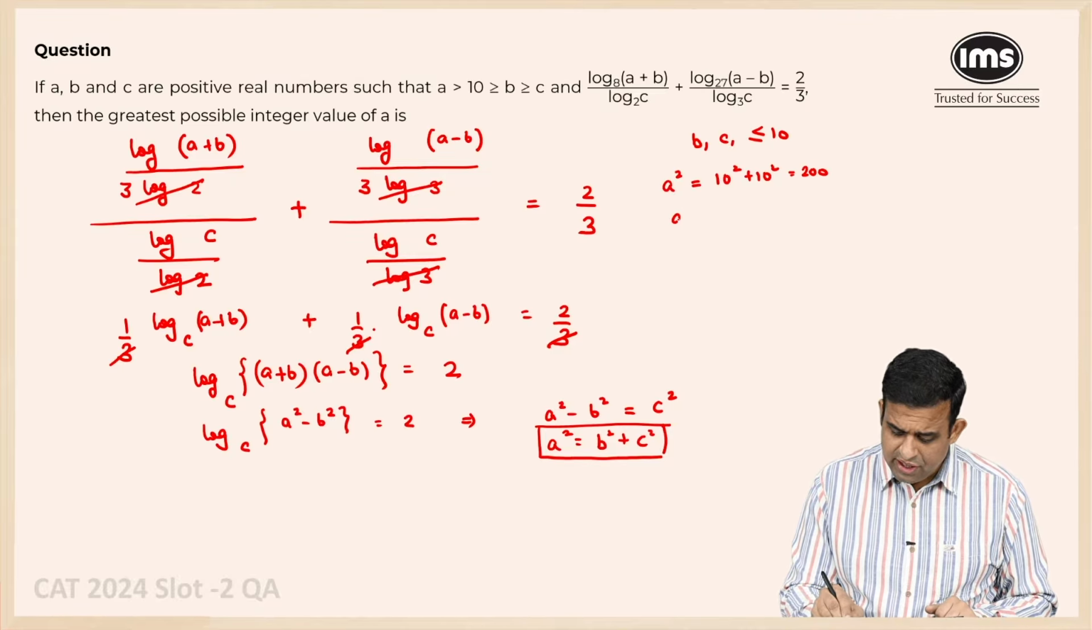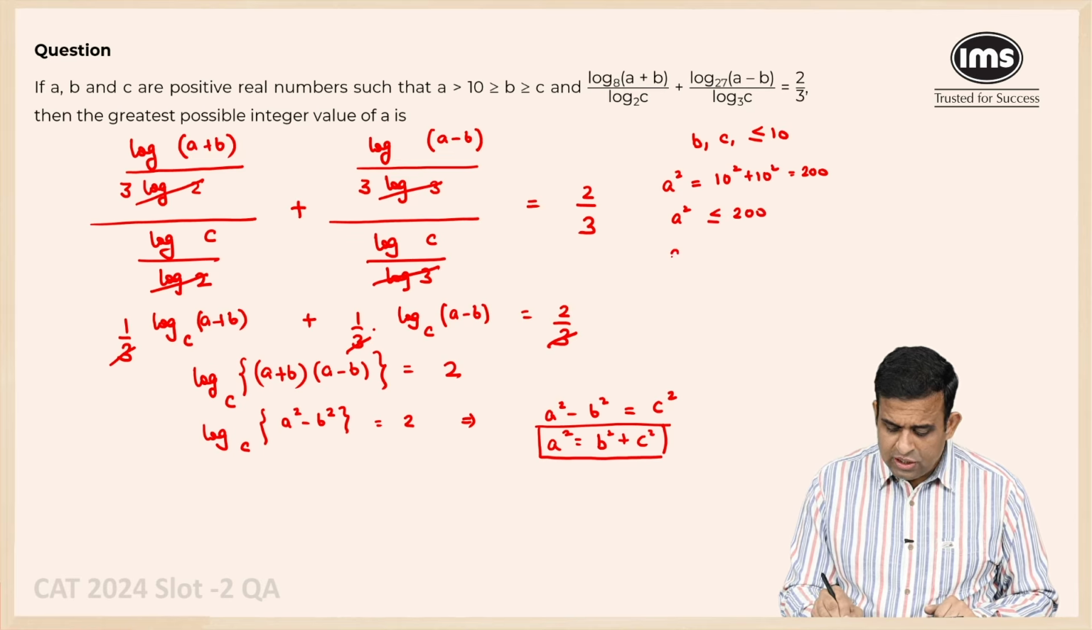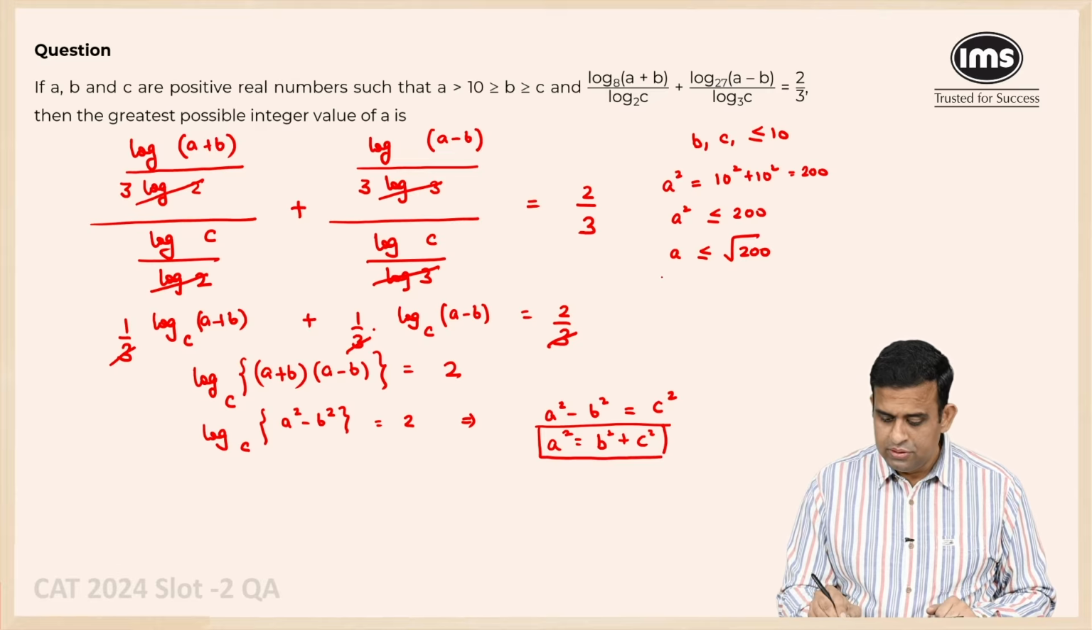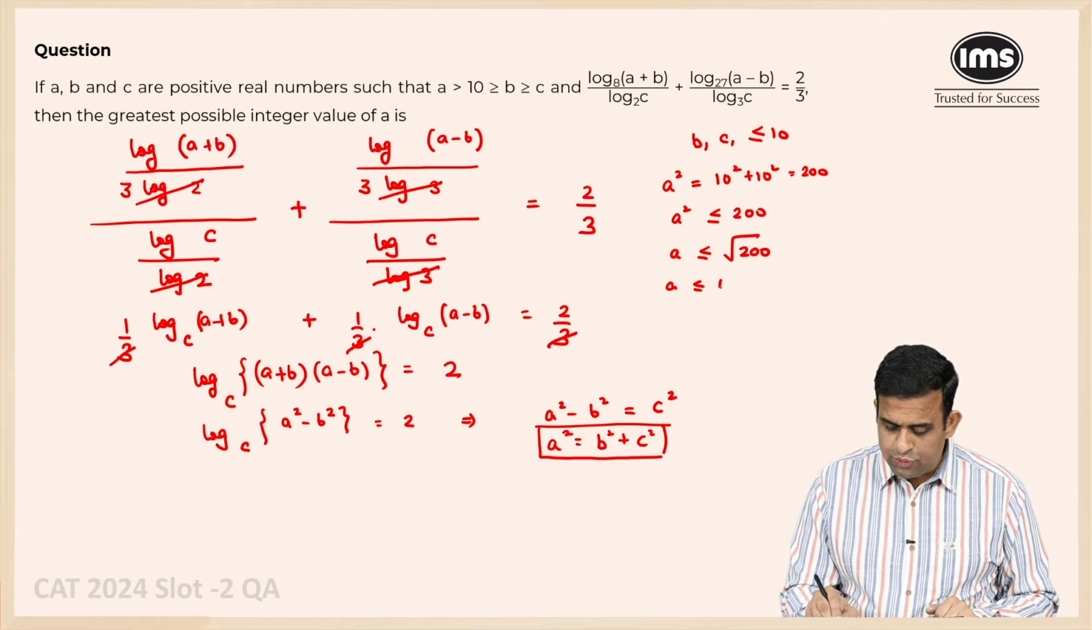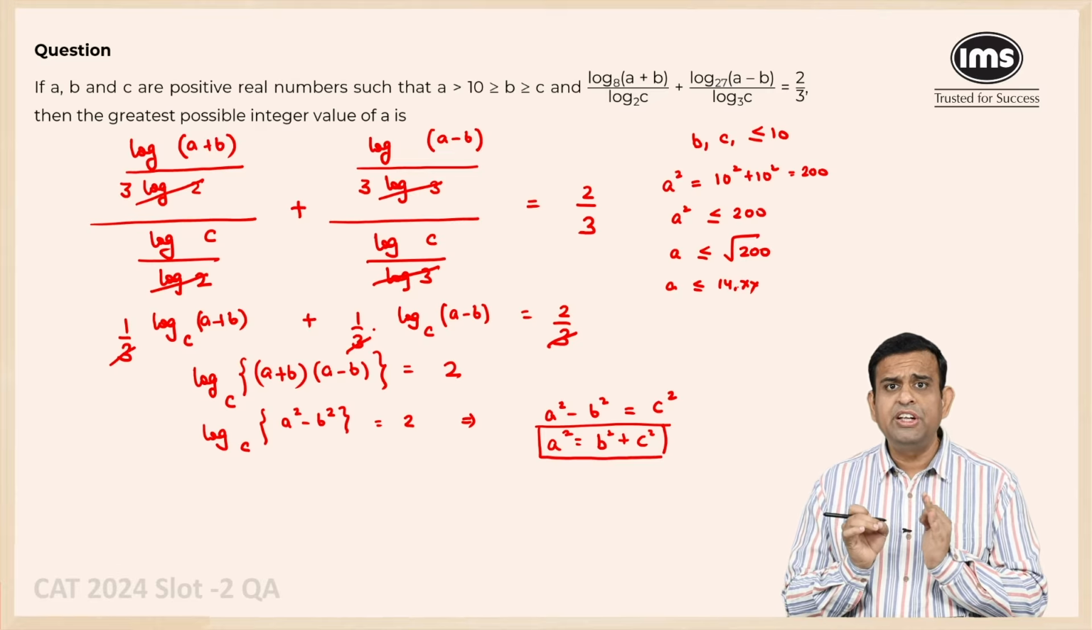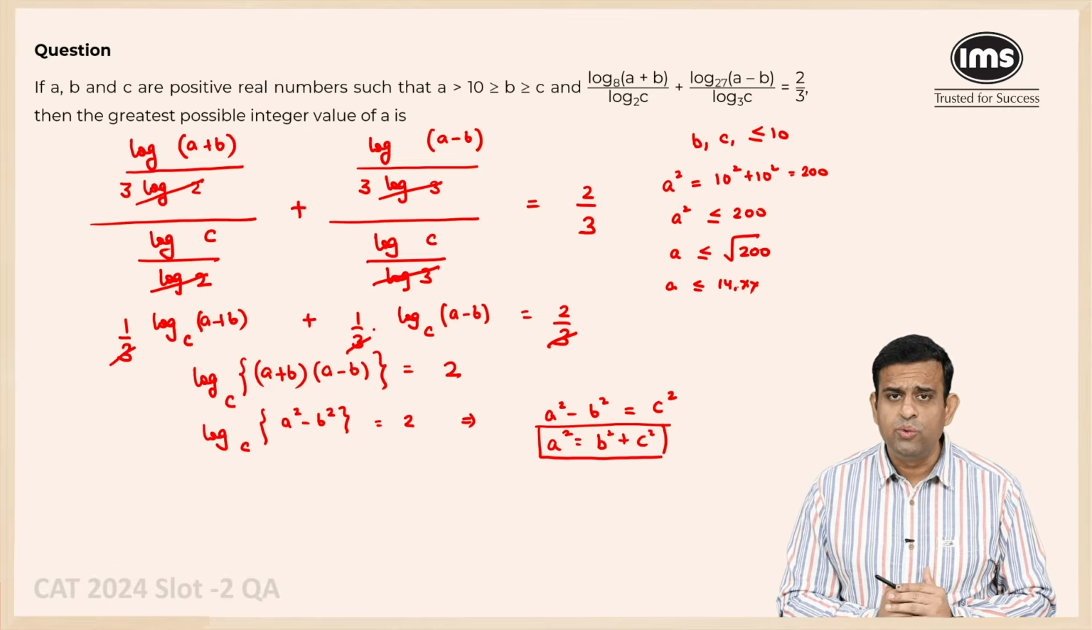So if I look at a square being less than or equal to 200, the value of a is going to be less than or equal to the square root of 200. So a would be less than or equal to 14 point something. Definitely, the largest integer value of a happens to be 14, hence 14 is the answer.